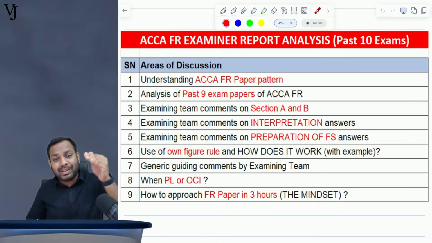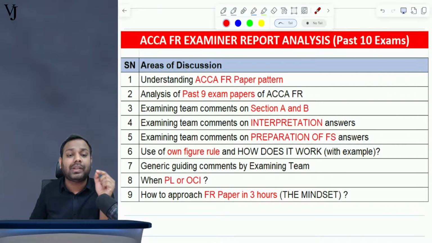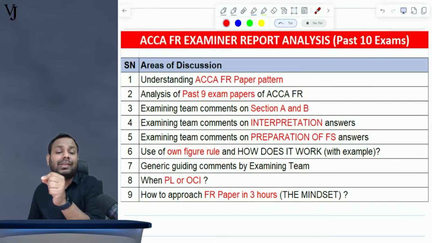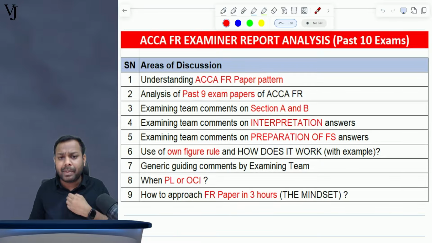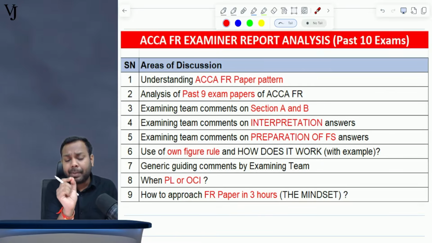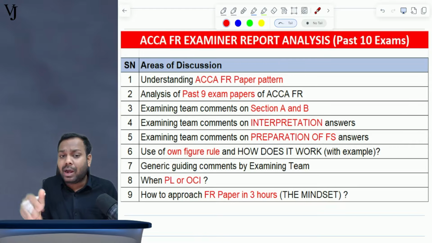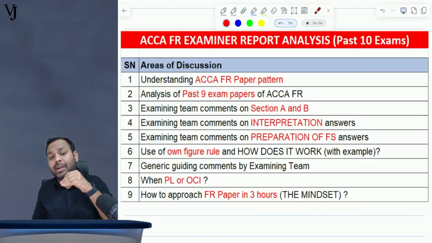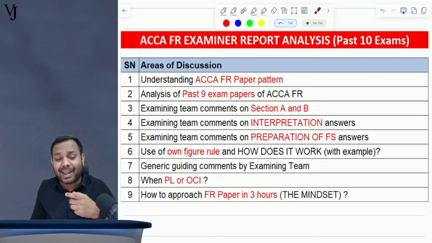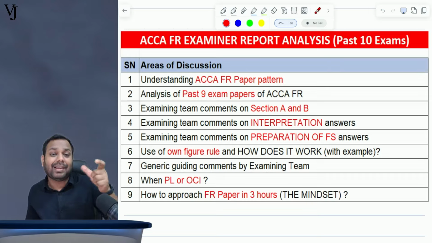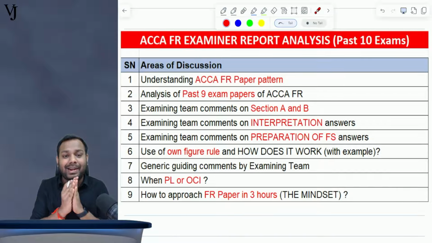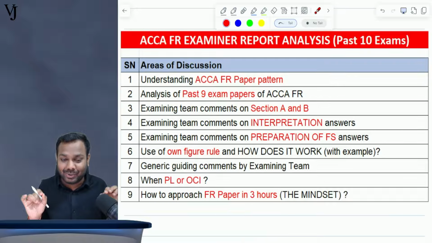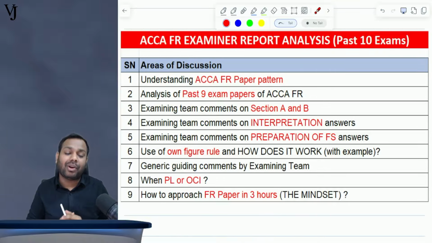In this session I will first discuss the paper pattern of the ACCA Financial Reporting paper, because I believe that if you understand the paper pattern properly, half of the question is resolved right there. Second, I have identified some trends in the paper. Identifying the trend doesn't mean you are required to study only that much. No, use it positively for your preparation.